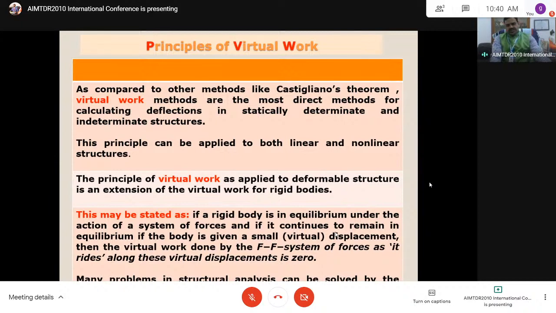Many problems of structural analysis, like bars, trusses, beams, frames, shells, plates, etc., can be solved by using the principle of virtual work. See, this is the concept which we are utilizing to solve static, linear, non-linear, statically determinate and indeterminate, different types of problems. But our assumption is we are solving statically determinate problems and also linear systems, as far as this subject is concerned.